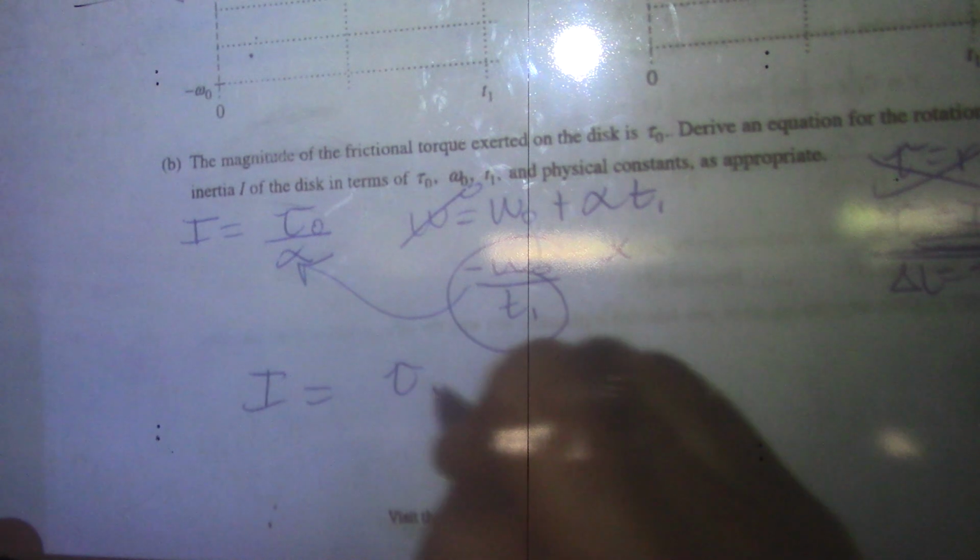So I would just be torque over alpha. Torque is tau naught, this is my given, and I just need to find alpha. But I know omega naught and time, so I'm going to use my omega equals omega naught plus alpha t equation. I know the final velocity is 0, so subtract over, and alpha equals negative omega naught over t1. Substitute in: I is tau naught over negative omega naught over t1. You can simplify, that would be t1 over omega naught, but I would just leave it like this, because don't spend your time simplifying if you don't need to.